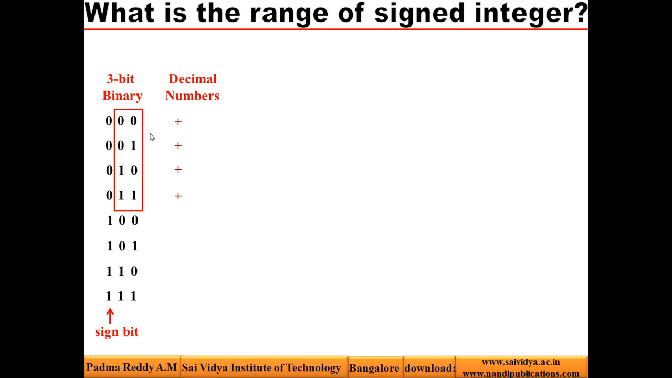Now let us see what each of these values represent. 0, 0 in binary represents 0. What is 0, 1? It is 1. What is 1, 0? We know that it is 2. What is 1, 1? We know that it is 3. So we write plus 0, plus 1, plus 2, plus 3. Now if you look at these numbers, we have MSB bit as 1. Whenever MSB bit is 1, it means all these numbers are negative numbers. So I write minus everywhere.